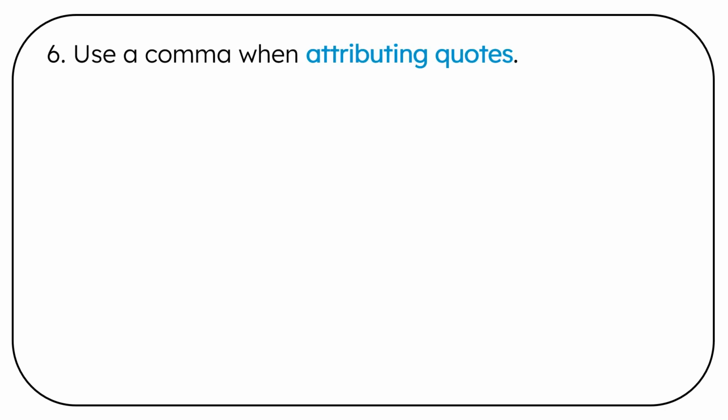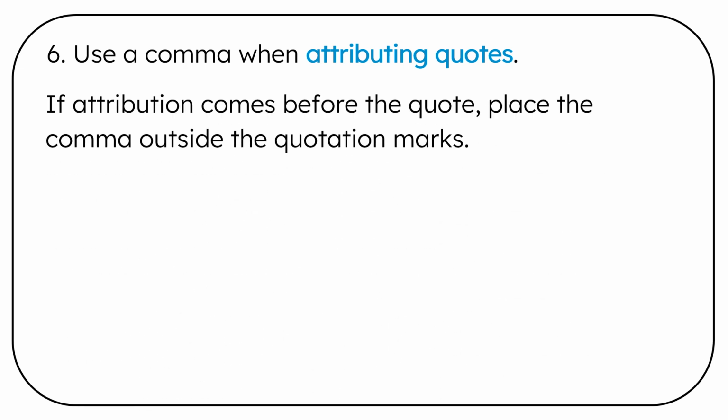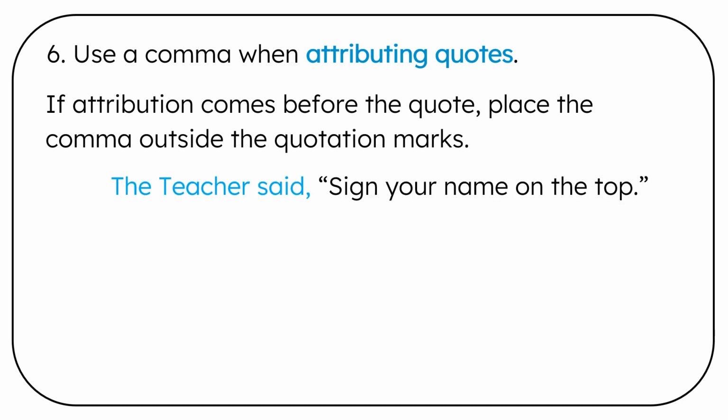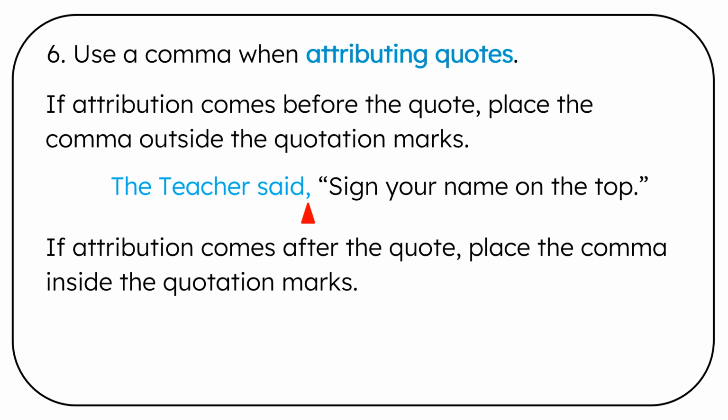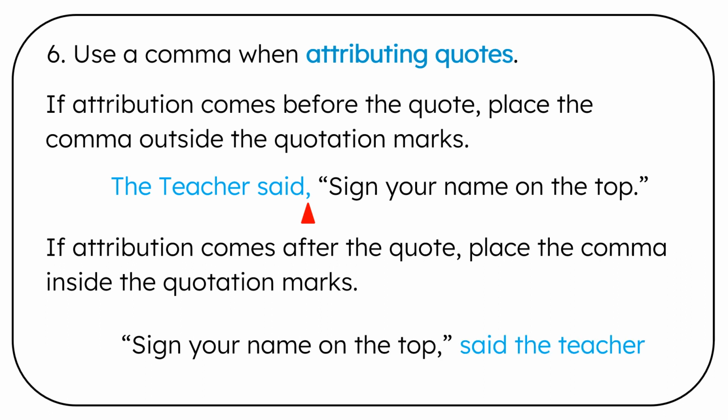6. Use a comma when attributing quotes. If attribution comes before the quote, place the comma outside the quotation marks. The teacher said, "Sign your name on the top." "The teacher said" is the attribution and it comes before, so the comma goes after "said," then there's a space before the quotation mark. If attribution comes after the quote, place the comma inside the quotation marks. "Sign your name on the top," said the teacher. "Said the teacher" is the attribution, it's after the quote, so the comma goes inside the quotation mark.